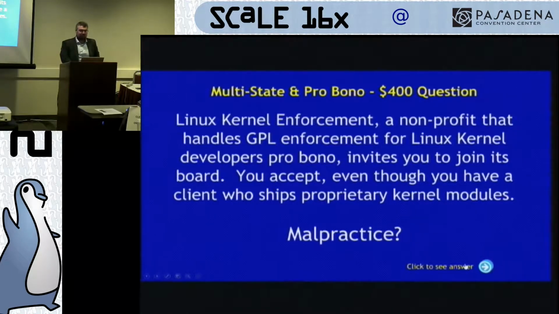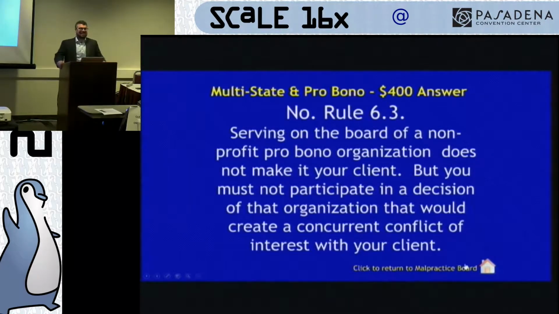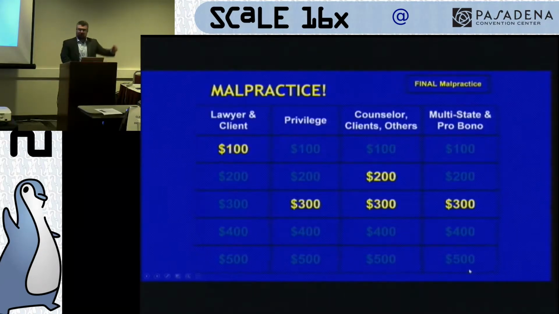That's worthy of a bar answer to this question. Very concise, that's correct. Rule 6.3 actually explicitly, well, maybe I would have deducted 1 point for not citing the rule specifically. But serving on the board of a nonprofit pro bono organization does not make it your client, but you can't participate in a decision that would create a concurrent conflict of interest with your client.